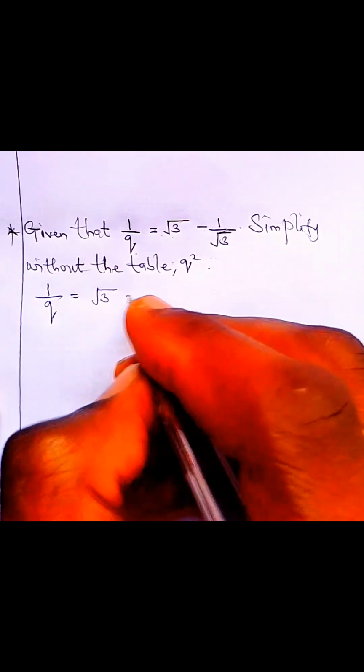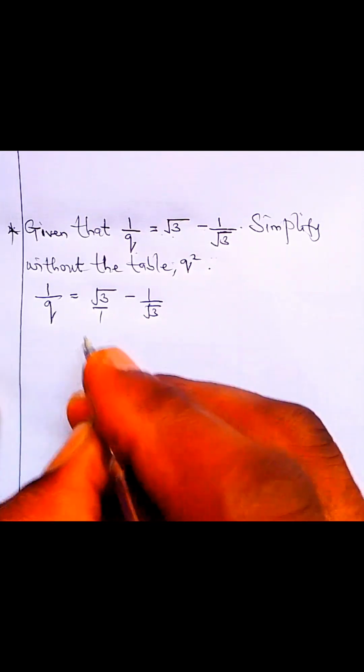So the first thing is 1 over q is equal to root 3 minus 1 over root 3. It's very important you have a basic knowledge of fractions and indices and the rest. All those things are very, very important. If you don't have the basic knowledge of all those things, you may struggle to understand most of the things you're doing, especially this very one.